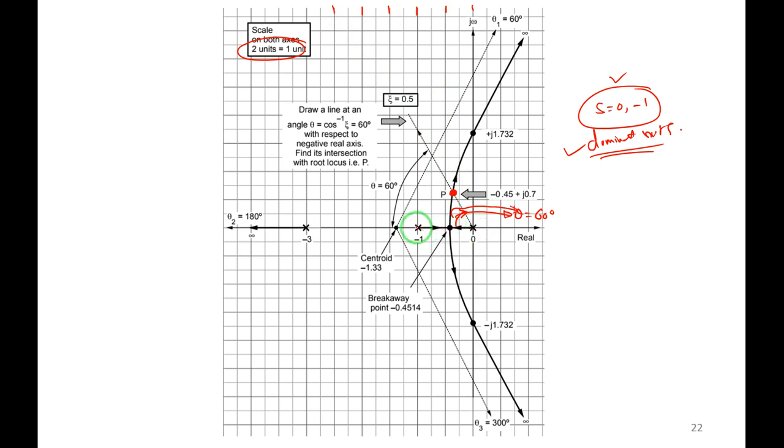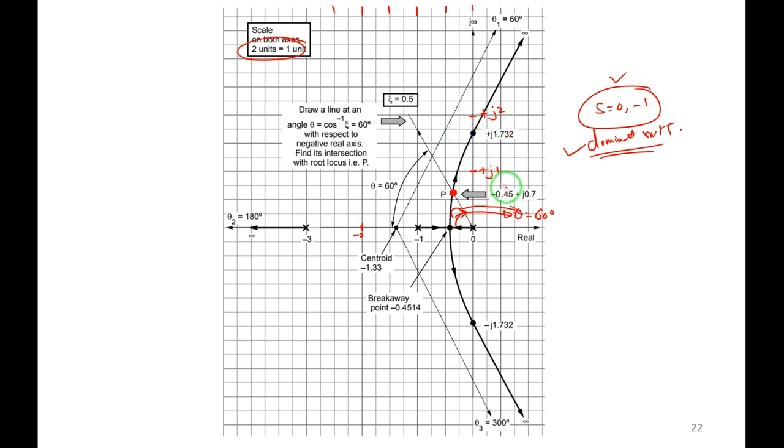So 0, then minus 1, because 2 units is nothing but 2 centimeters equal to 1 unit. You have to take it in terms of centimeters. So minus 1, next minus 2 will come here, next minus 3. Similarly the y-axis scale: you can observe 1, 2. So this is 1, next this is 2. So plus j1.73 will come here, because this is plus j1 and this is plus j2. Between plus j1 and plus j2, plus j1.73 will come.